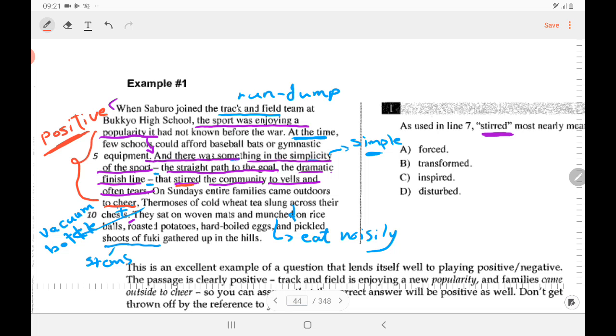The simplicity, the quality of being simple. I will plug in my own word. Say stirred means, to me here, something like maybe caused or excited. Excited here as a past form of a verb.